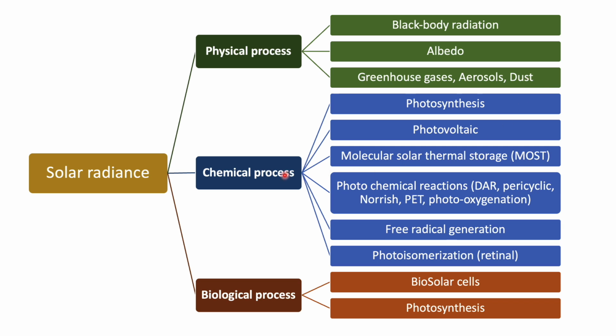And in the chemical process we have photosynthesis, photovoltaic effect and molecular solar thermal storage, photochemical reactions, free radical generation, photoisomerization. So these are all the various reactions which can be carried out by photo, that means sunlight. And some of the biological processes that can be possible include biosolar cells and photosynthesis. So these are all the various processes which are affected or which can also be carried out by solar radiation.